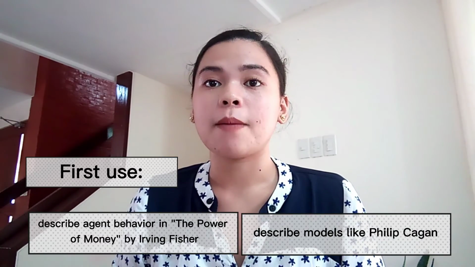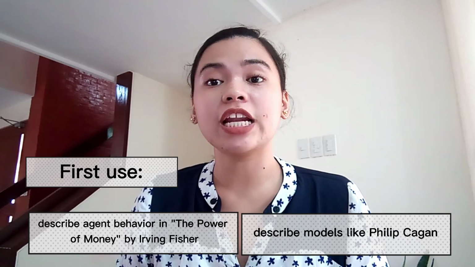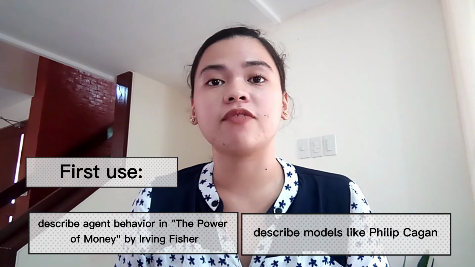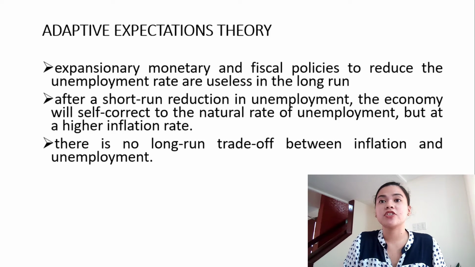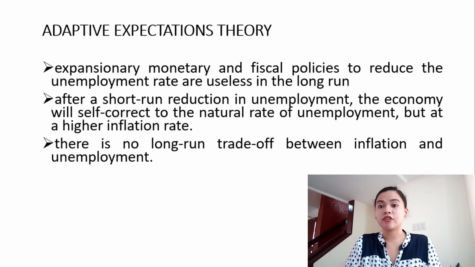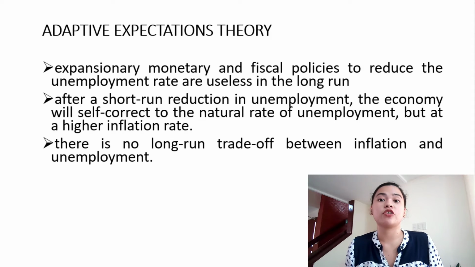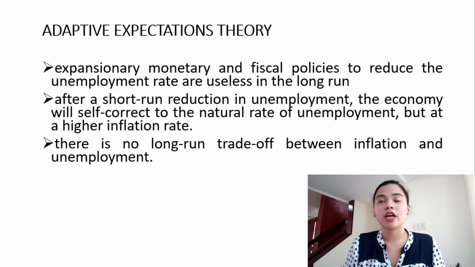The first use of the adaptive expectations hypothesis was to describe agent behavior in The Power of Money by Irving Fisher in 1911, then later used to describe models such as hyperinflation by Philip Cagan in 1956. According to adaptive expectations theory, expansionary monetary and fiscal policies to reduce the unemployment rate are useless in the long run. After a short-run reduction in unemployment, the economy will self-correct to the natural rate of unemployment, but at a higher inflation rate. Thus, there is no long-run trade-off between inflation and unemployment.